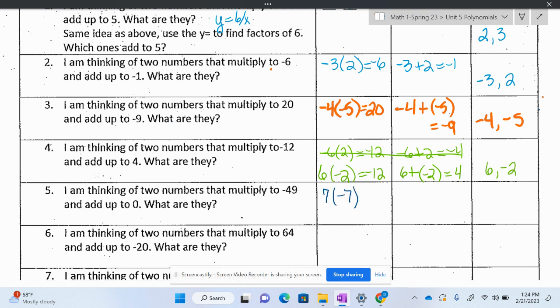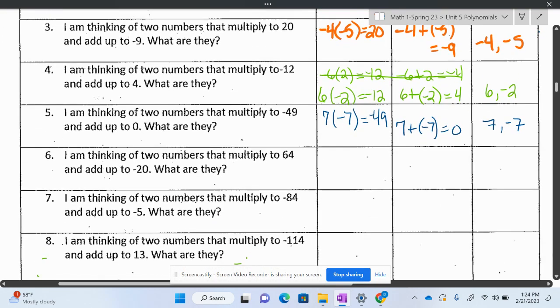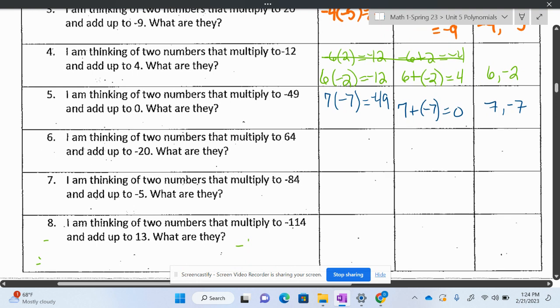+7, -7. +7 and -7 equal -49. And +7 plus a -7 equals 0. I agree. Okay. I don't know why, but those are some of the hardest ones to see. Thinking of two numbers that multiply to 64 and add up to -20.